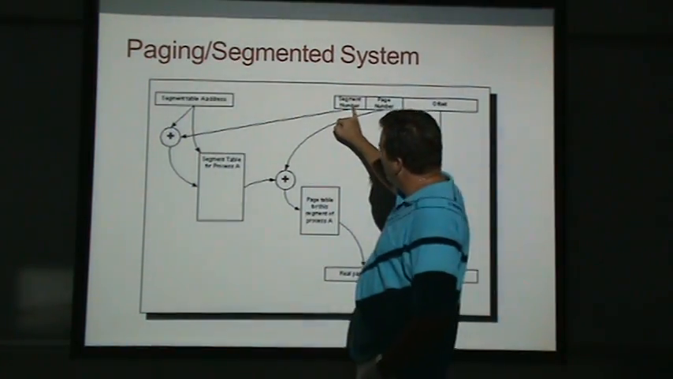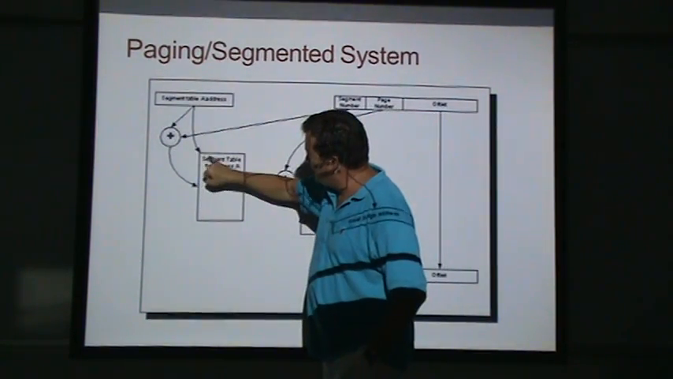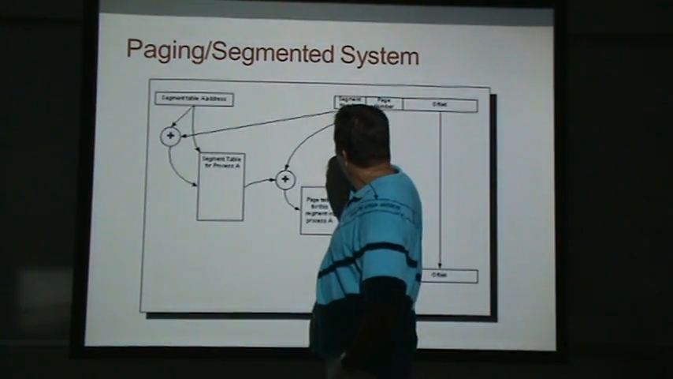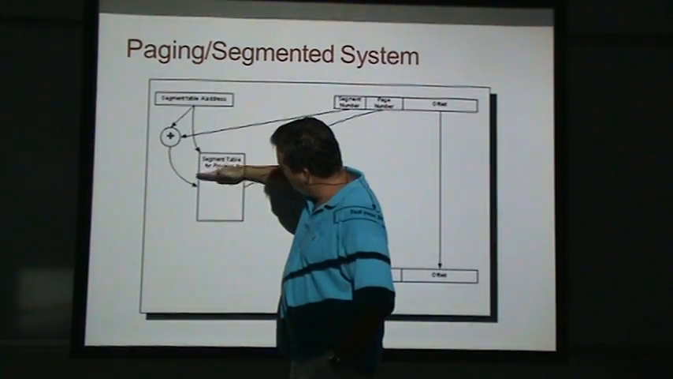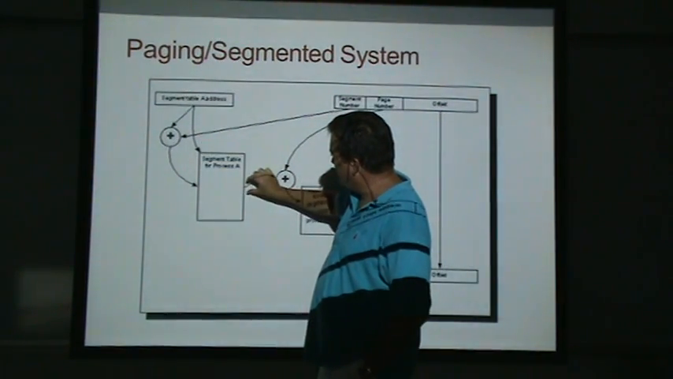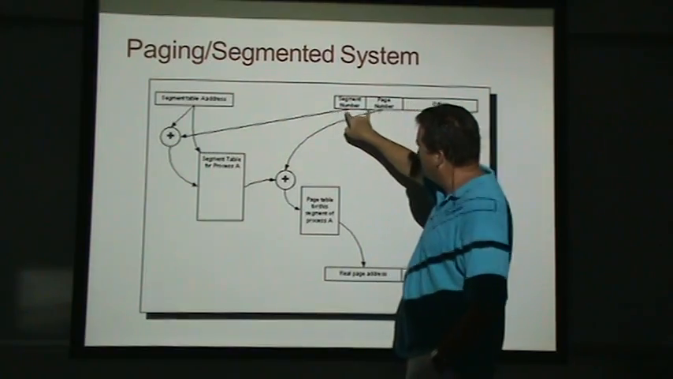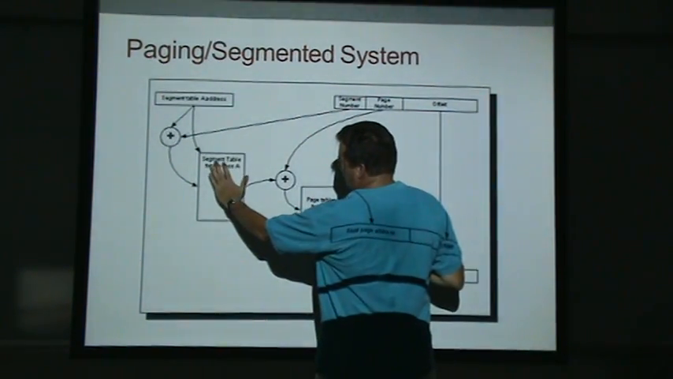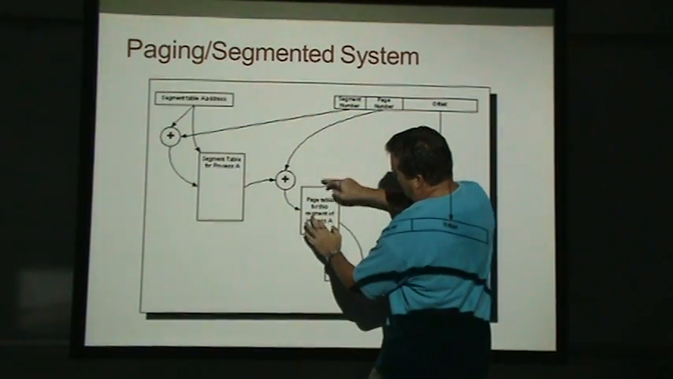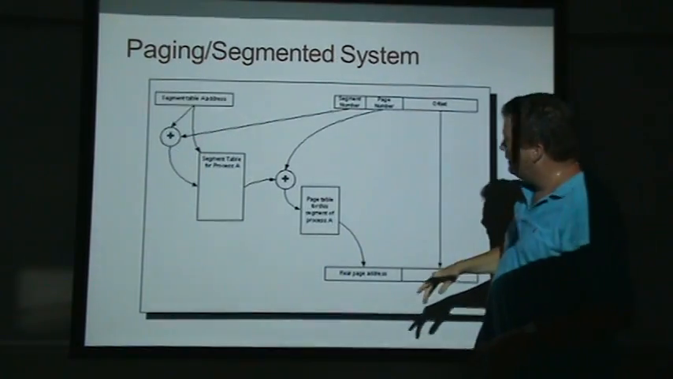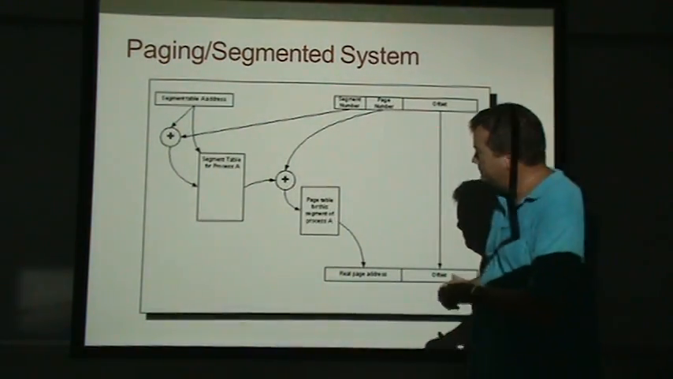So depending on which segment you're in, you go to your segment table, and that tells you this is a list of all your segments. Whatever the segment number is, it's that many units after the beginning of the segment table. And that'll tell us the address of that particular segment's page table. So really, this picture should have had one segment table and many page tables. I should have drawn that to say that there are many page tables. Each segment has its own page table.